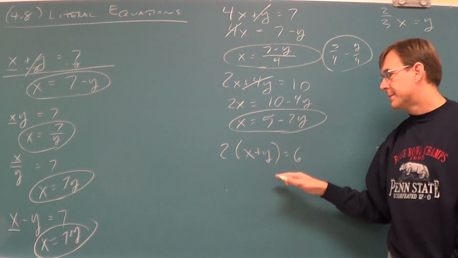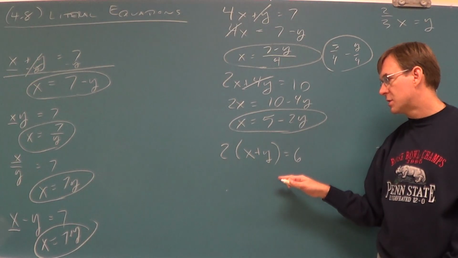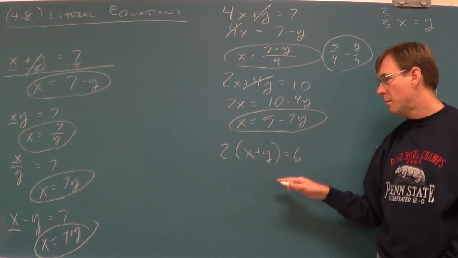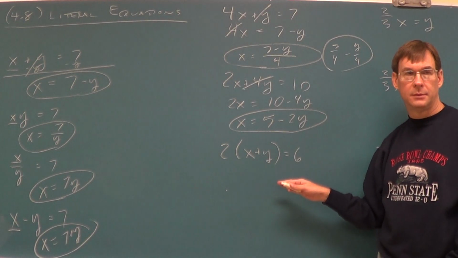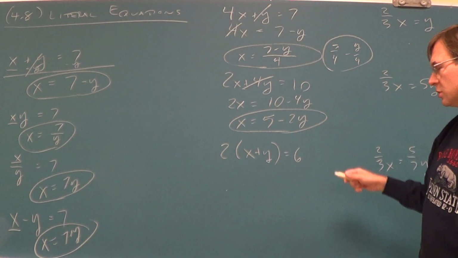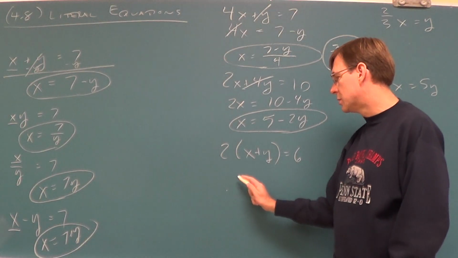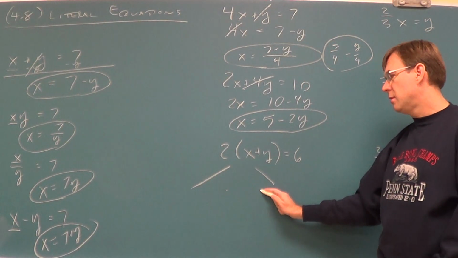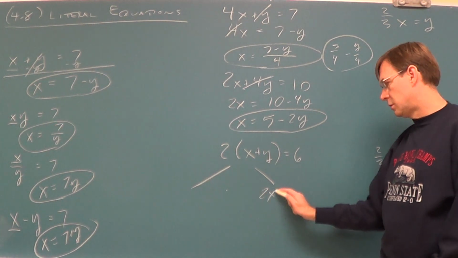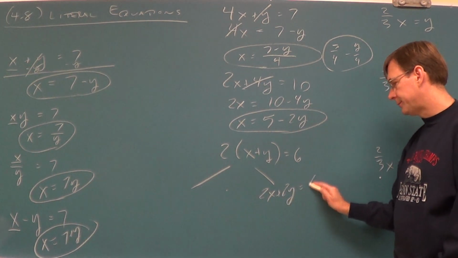This, you have 2 plans. Anybody have a suggested plan? Distribute. Most people would say distribute. Did anybody have a different plan? Okay, let's just follow through on that because that's probably what you would have done. But I'll take you on a plan B in a second. Distribute would get you 2x plus 2y equals 6.